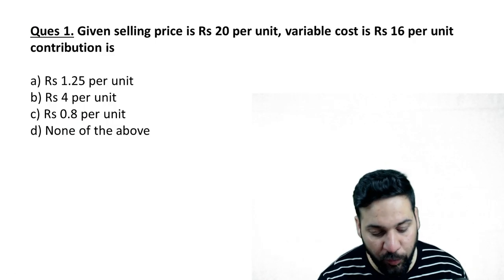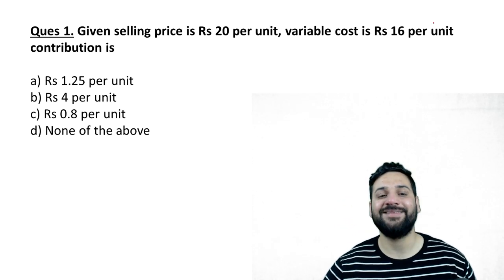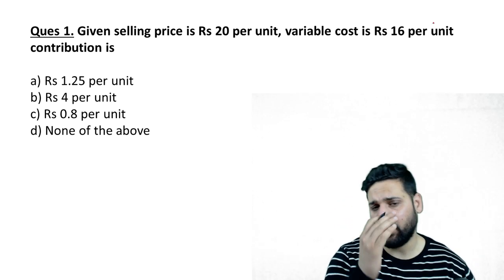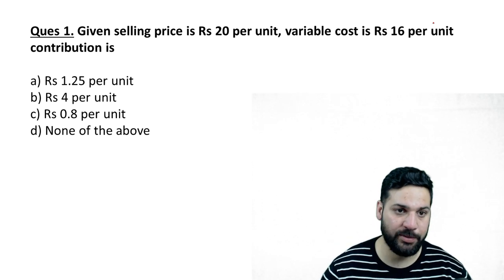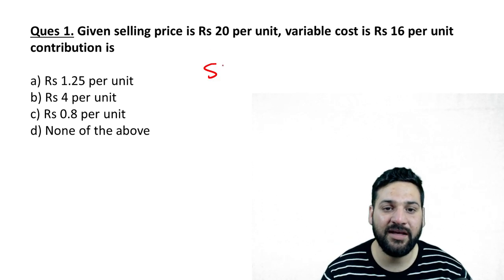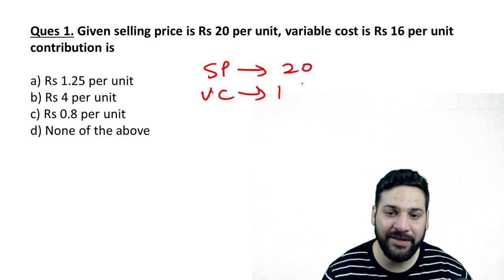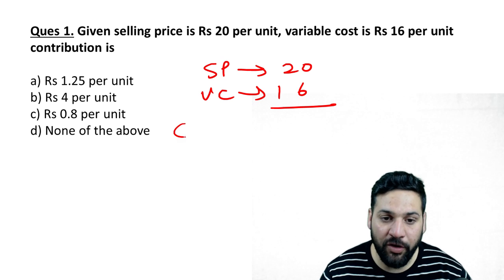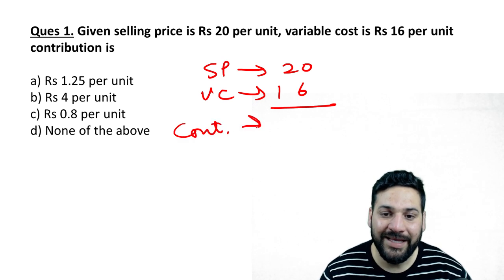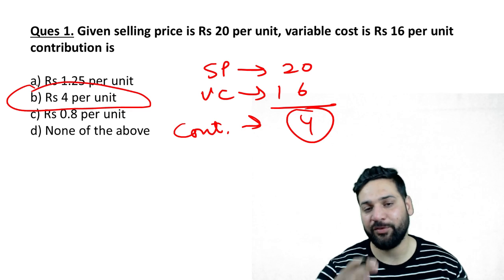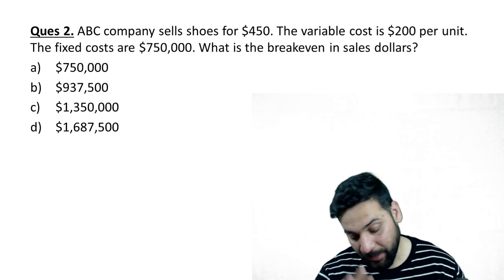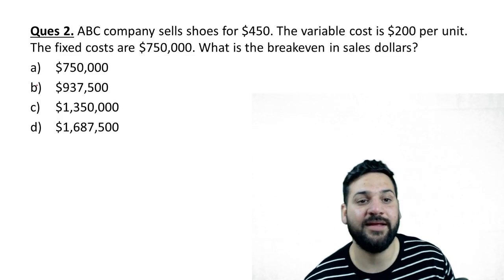Now let's move forward to question number 1. Not the first one, the last 3 questions are the exam level questions. The selling price is rupees 20 per unit. The variable cost is rupees 16 per unit. The contribution is rupees 4 per unit. Really simple question. You are not going to see these kind of questions in the exam, but this next one you can see in the exam.